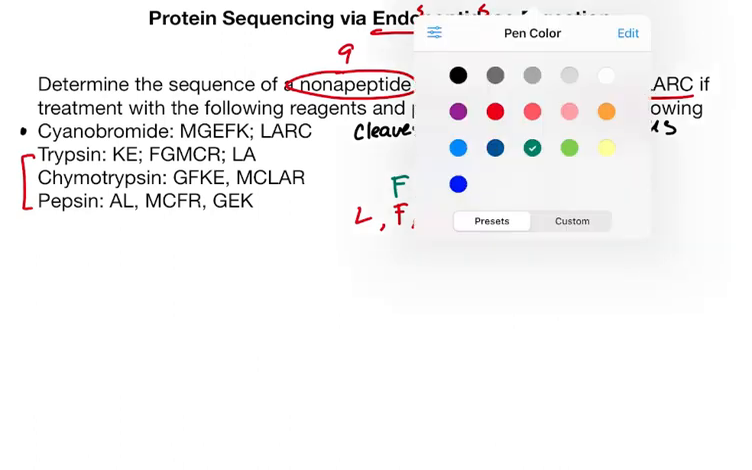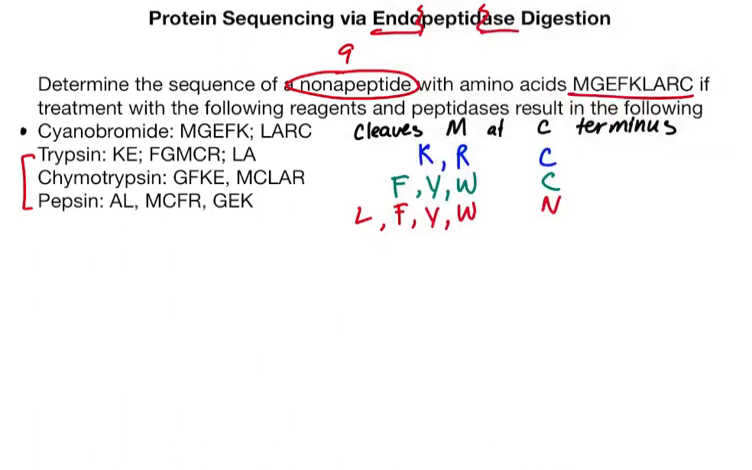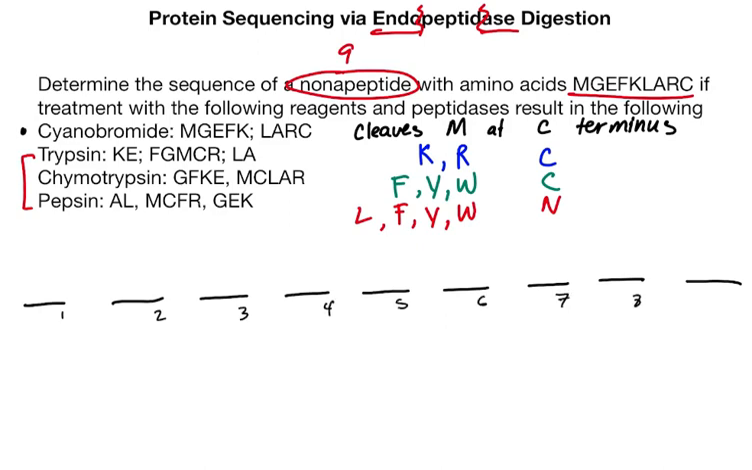So how is this done? Let's see, a sequence of a polypeptide with those amino acids. You first draw 9 blanks because there are going to be 9 different residues present in your peptide. So we have 1, 2, 3, 4, 5, 6, 7, 8, 9. We'll label them as such.